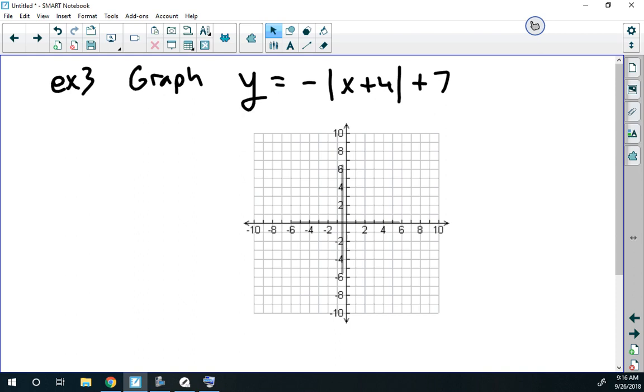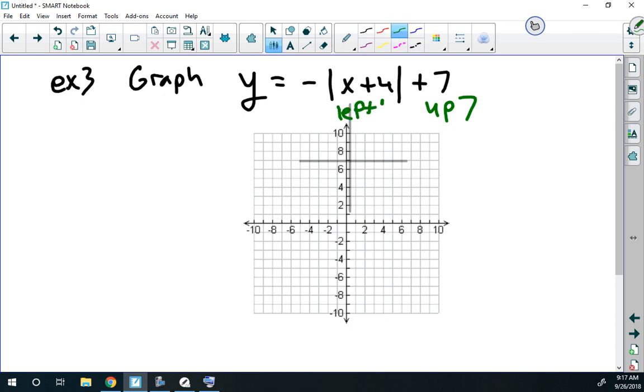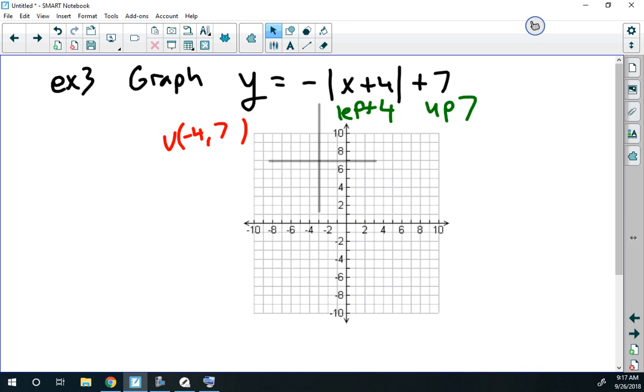So where are my crosshairs going to go? 7 up, and so this plus 7 at the end tells me up 7. And then what? You'd think right 4, but the right left is the opposite of what you'd think. So it's left 4. So up 7 and left 4. So my crosshairs are right there. So what that means is that the vertex of my graph is going to be at the point negative 4, 7. That's going to be the highest or lowest point.